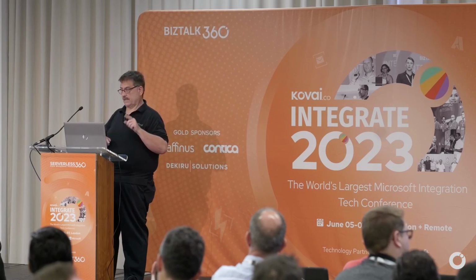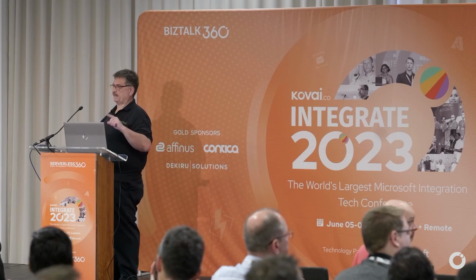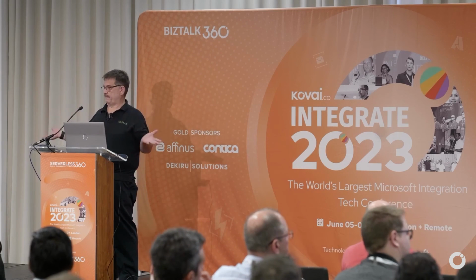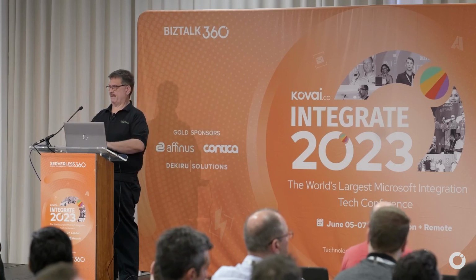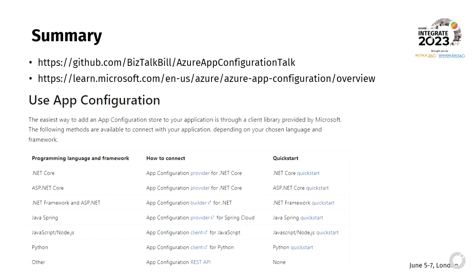There are also some quick starts that you can find out there for app config for all the different permutations and combinations of functions you may want to write. So you've got Python, JavaScript, .NET Framework, .NET Core, all of those kinds of things. And again, this will all be available.